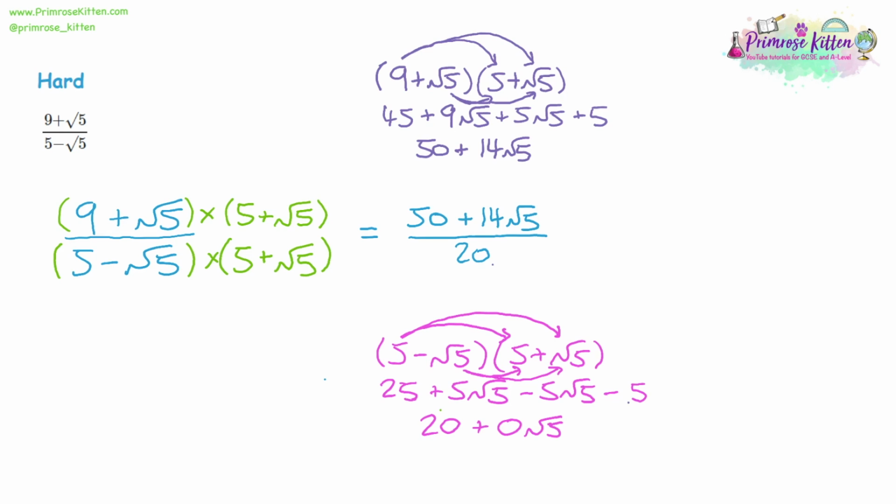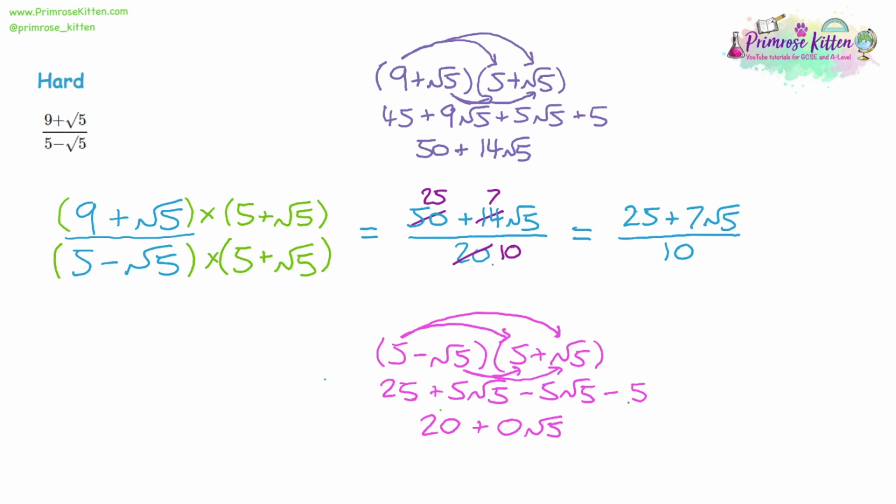Final thing to do here is that we can simplify this. And one of the ways we can simplify is I can see that all 3 terms have even numbers. So 20 is even, 50 is even, and 14 is even. So we can divide them all by 2. So 20 divided by 2 is 10. 50 divided by 2 is 25. And 14 divided by 2 is 7. Remember, you can do the same thing for the top and bottom of a fraction, and it'll be an equivalent fraction. So dividing the bottom by 2 and dividing the top by 2, that's acceptable. We can do that. That leaves us with 25 plus 7 lots of root 5 all over 10.